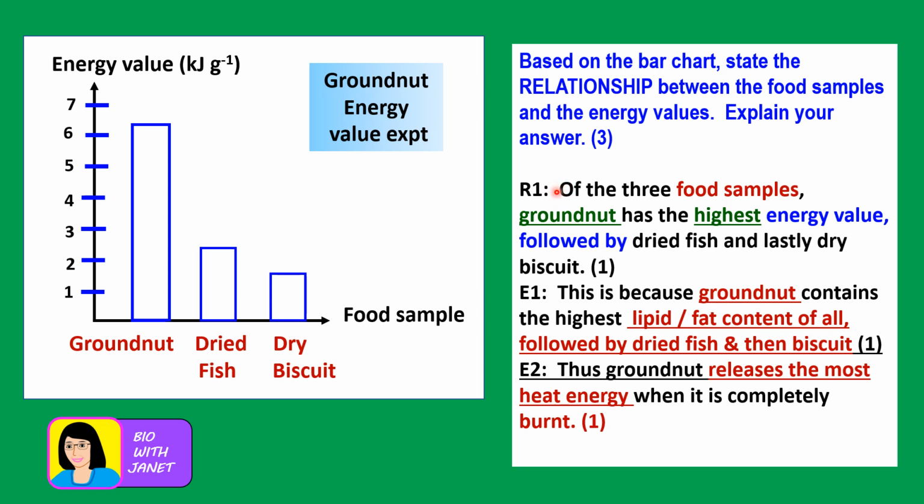The first one is R1, the relationship, which is similar to the hypothesis. Of the 3 food samples, groundnut has the highest energy value, followed by dried fish, and lastly dry biscuit. See, it's similar to the hypothesis, because the hypothesis is actually the relationship between the MV and the RV. MV is food sample, RV is the energy values of the food samples. So the next point is you have to explain why this is so. Why does groundnut have the highest energy value? So we go back to the inference now.